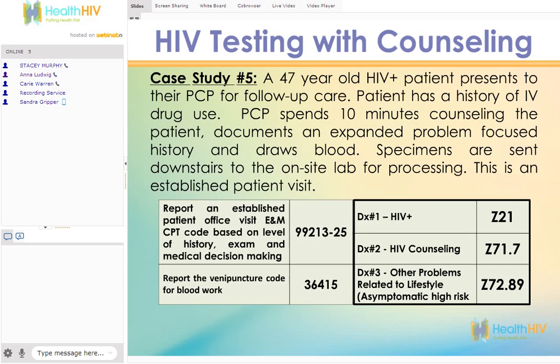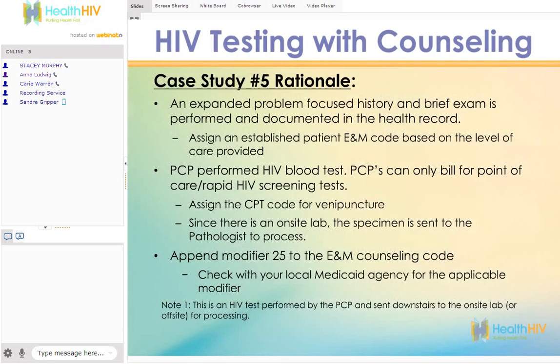The physician spends about 10 minutes counseling the patient, documents an expanded problem-focused history, and draws some blood work, and sends the blood work to the lab. So this is a 99213 with a modifier 25 because of the additional service, which is the blood work. The patient is HIV positive, so the code Z21 is principal. There was counseling, so the Z71.7, and other problems related to lifestyle, Z72.89, because of the history of IV drug use. And then the next slides just give you the rationale.